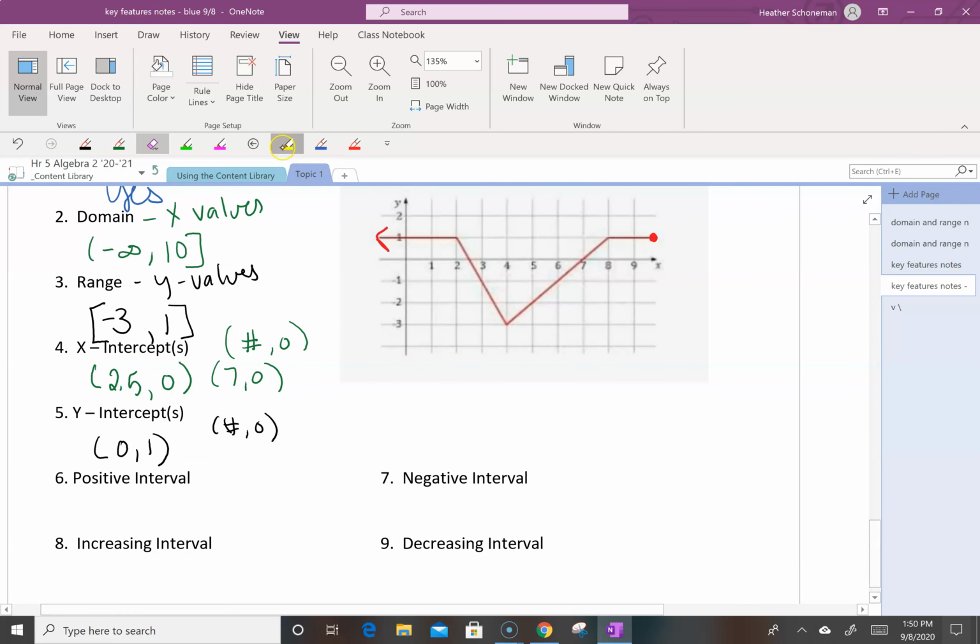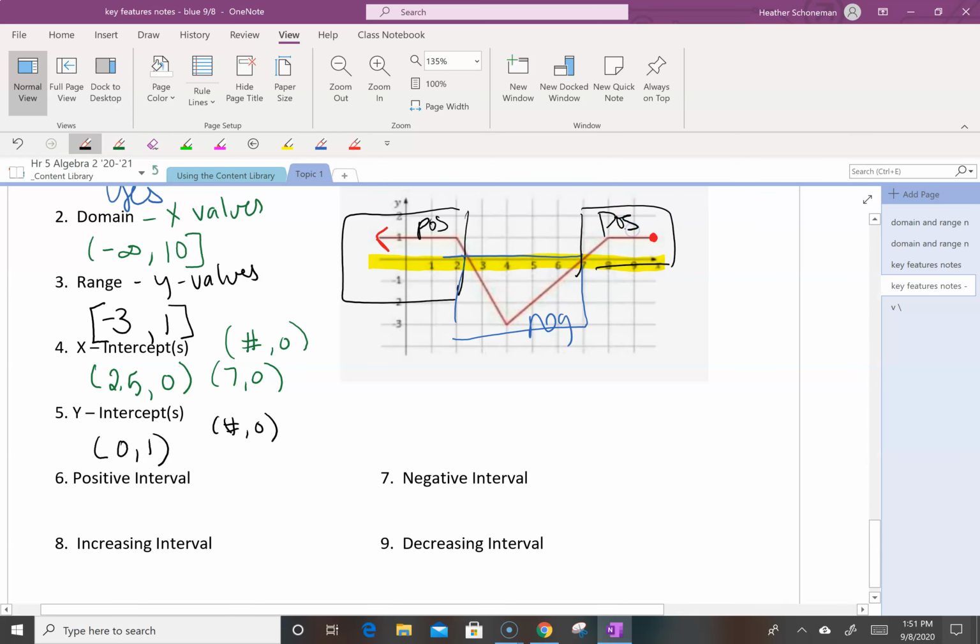Positive interval. Positive and negative is where we divide the graph by the x-axis. Anything that is above is positive. Anything that is below is negative. So there are the different sections of my graph. This first positive interval, the left boundary, is negative infinity, and it keeps being positive until 2.5. After 2.5, it crosses the x-axis and becomes negative. So it starts being negative at 2.5, and it continues to be below until we get to 7.